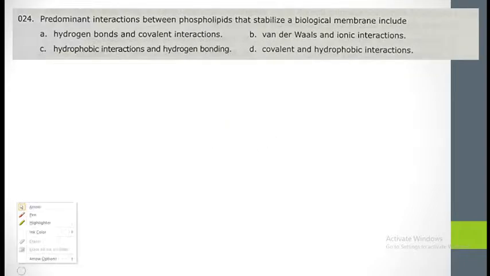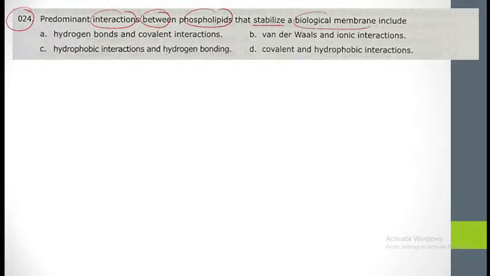Now this is the second question in front of you. The question is, the predominant interactions between the phospholipids that stabilize a biological membrane include which of the following? 4 options in front of you. It is asking which of the interactions, or in simple words which of the bonds, are the ones which help in the stabilization of the biological membranes.